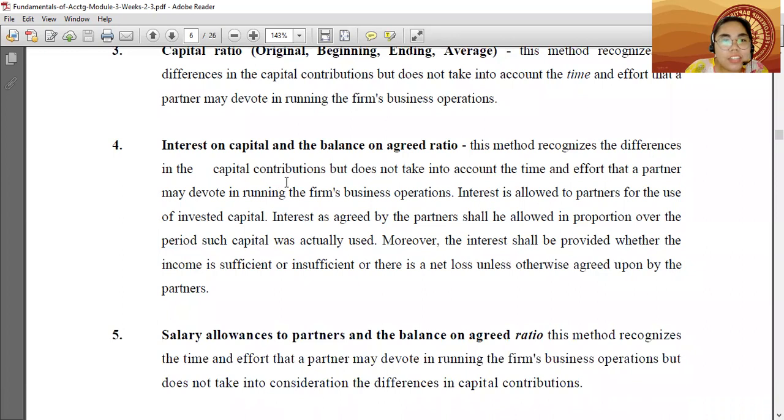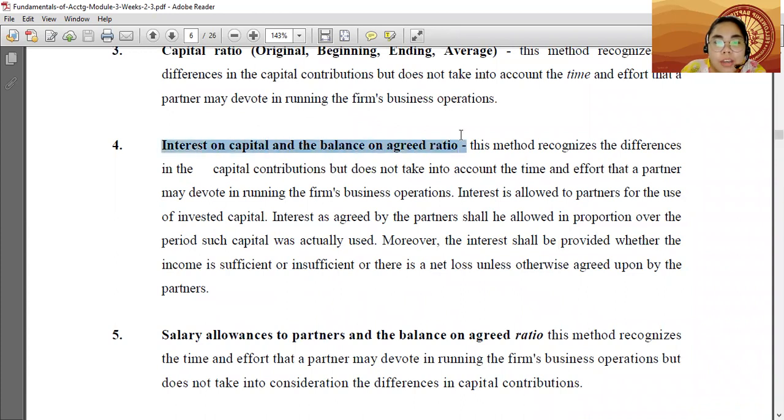Number 4, interest on capital and the balance on agreed ratio. This method recognizes the difference in the capital contribution but does not take into account the time and effort that a partner may devote in running the firm's business operation. Interest is allowed to partners for the use of invested capital, as agreed by the partners, in proportion over the period such capital was actually used. Moreover, the interest shall be provided whether the income is sufficient or insufficient or there is a net loss, unless otherwise agreed upon by the partners.